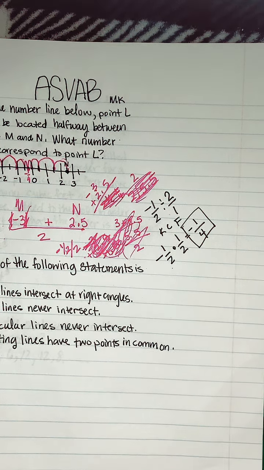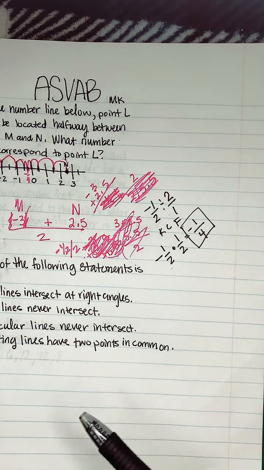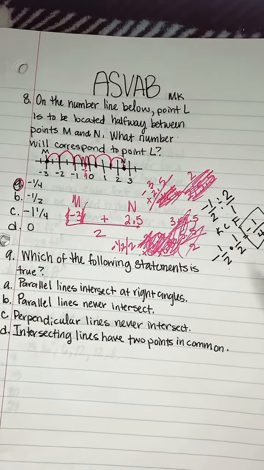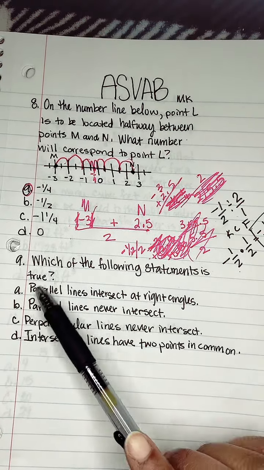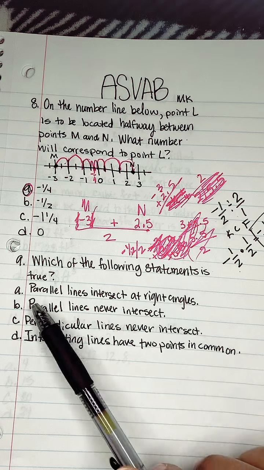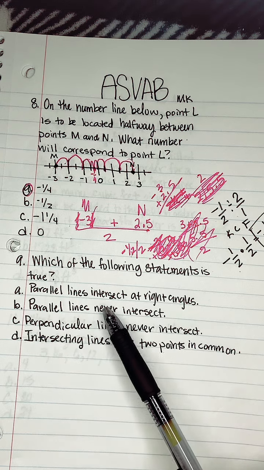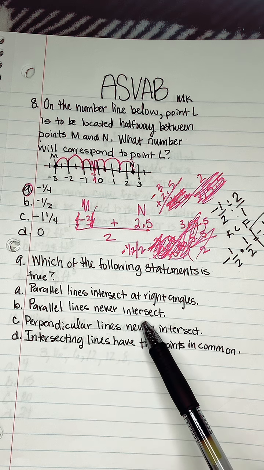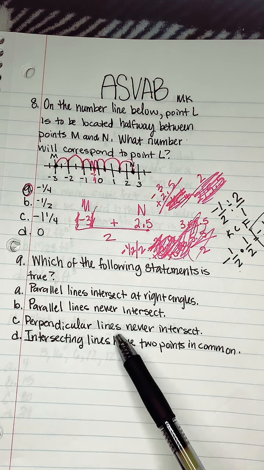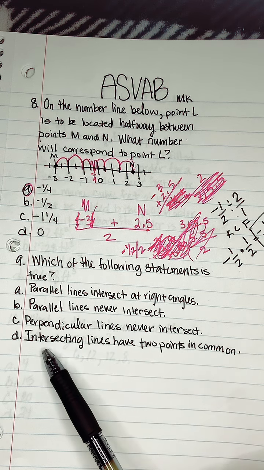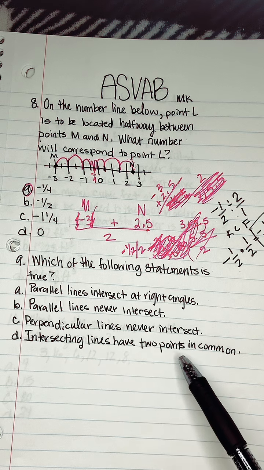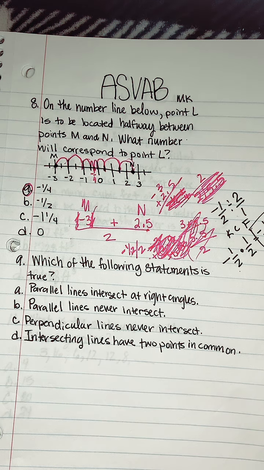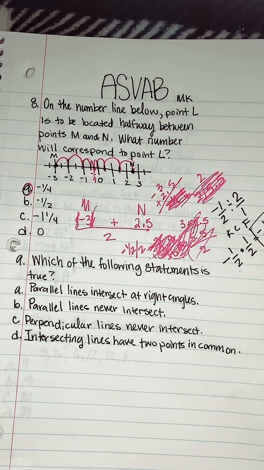Okay. All right, so number 9. Let me focus it. Number 9. Okay. Which of the following statements is true? Parallel lines intersect at right angles. Parallel lines never intersect. Perpendicular lines never intersect. Intersecting lines have 2 points in common. What do you guys say for number 9? Which of the following statements is true?